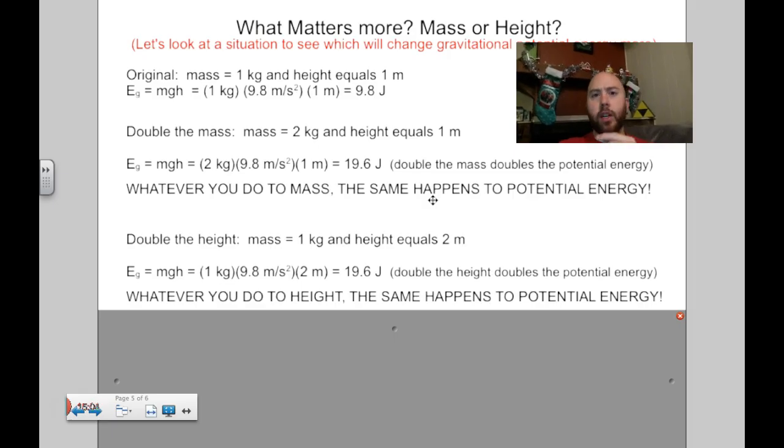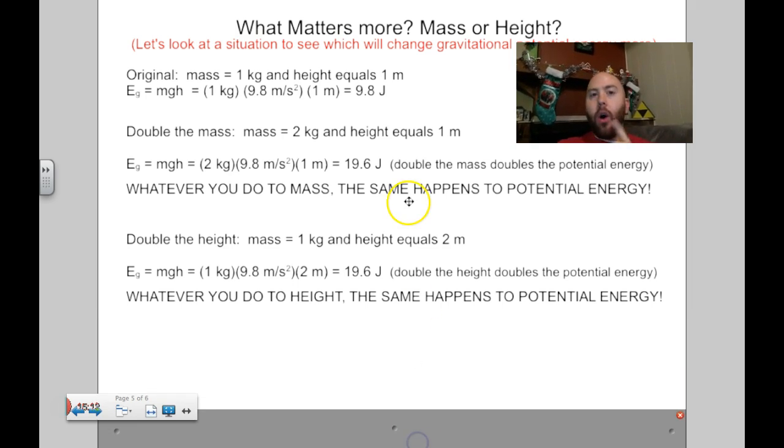So here's a really good conundrum. What if you double the mass and double the height? That's not on here. What do you think happens to your potential energy? Again, if you double the mass and double the height. Good. Double times a double, it quadruples. Your gravitational potential energy will quadruple. It will go up 4 times.